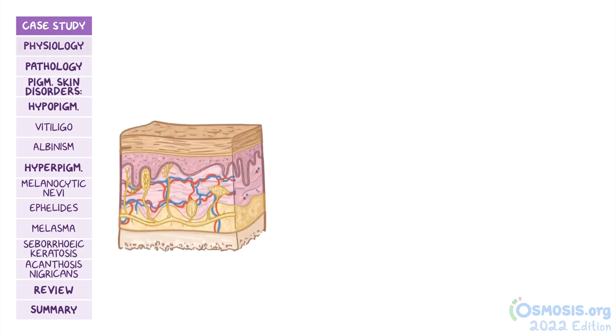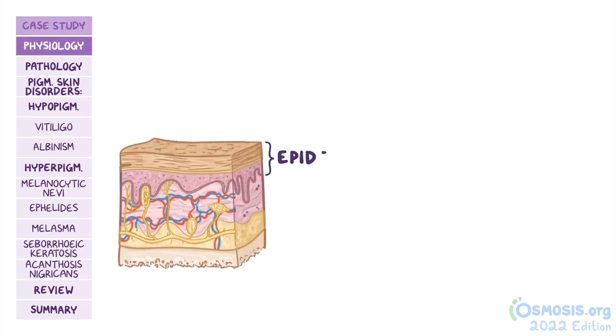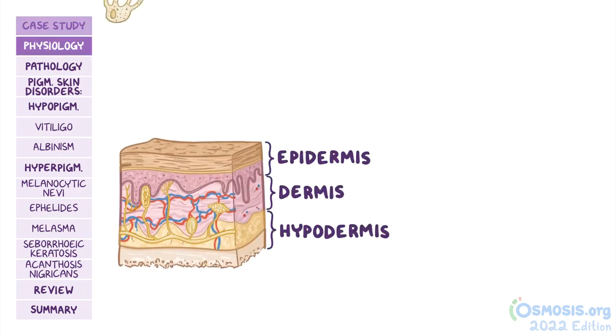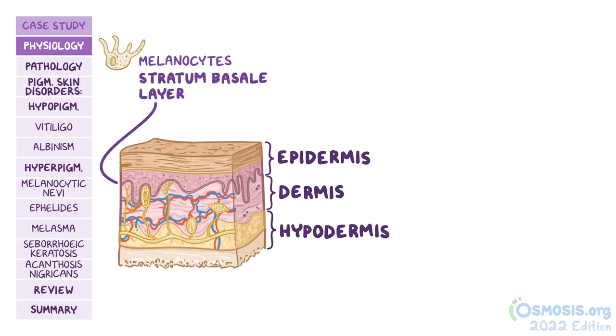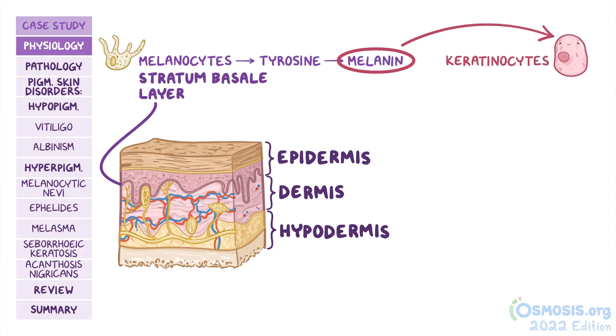Alright, so the skin is divided into three main layers: the epidermis, dermis, and hypodermis. Melanocytes are located in the stratum basale layer of the epidermis, and they produce a pigment called melanin from tyrosine. Melanin is then taken up by surrounding keratinocytes, and it contributes to the color of our skin, hair, and eyes.